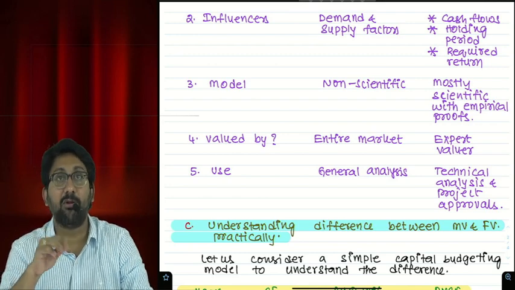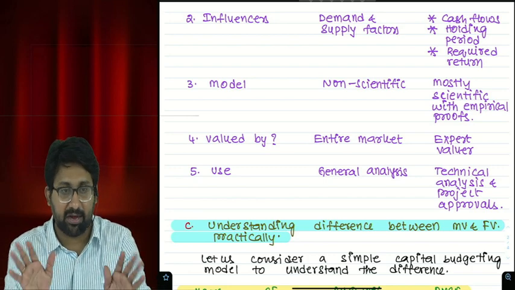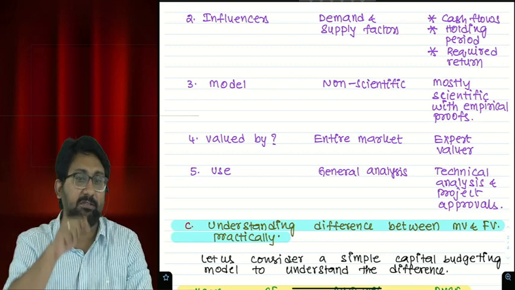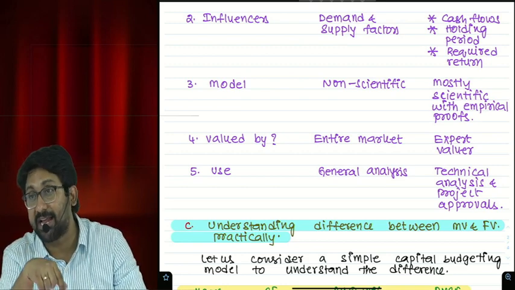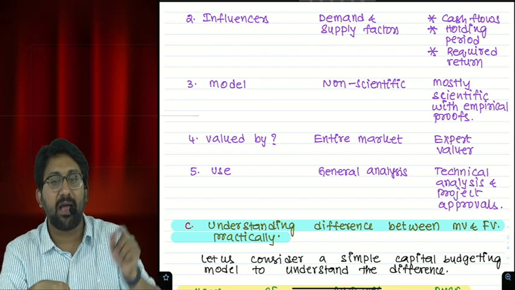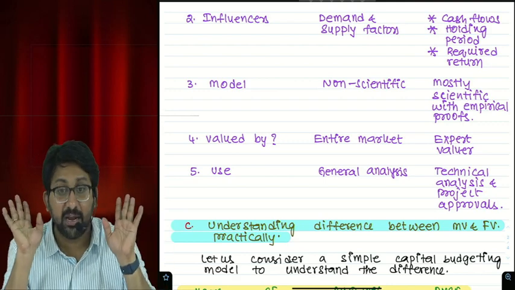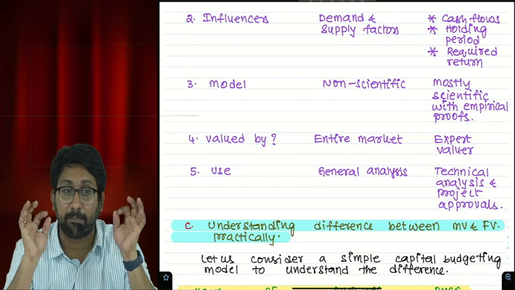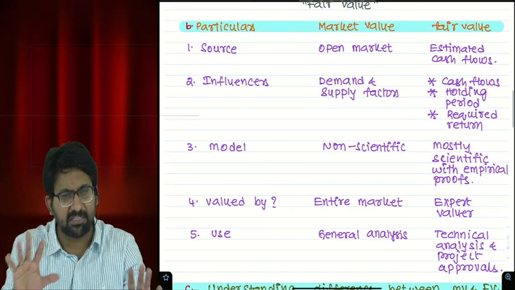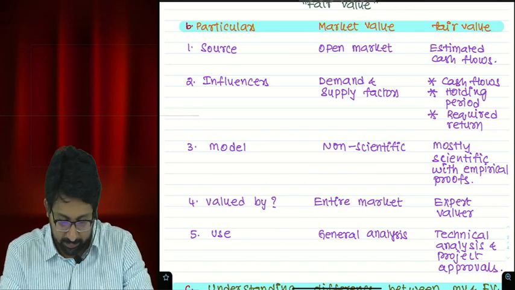Okay, next. Valued by whom? Valued by the entire market. The market will decide it. But fair values are not market decided. Expert valuers will come. Section 247 of the Companies Act talks about the concept of registered valuers. Okay. Use of market price: a general analysis. Price increase, price decrease, this is how the movement is. For that it is used. But for technical analysis and project approvals, fair values are what is required for us. So this is the basic difference we can understand between the market value and the fair value.